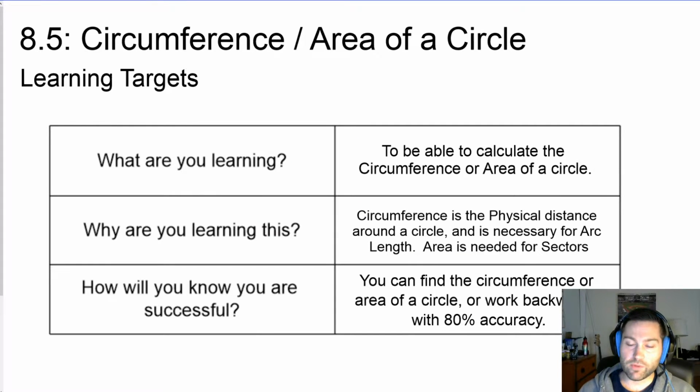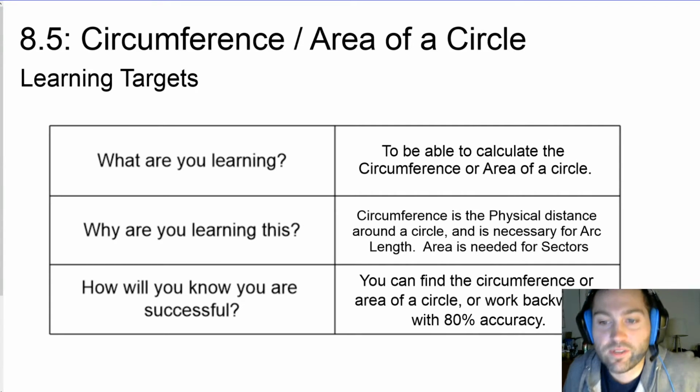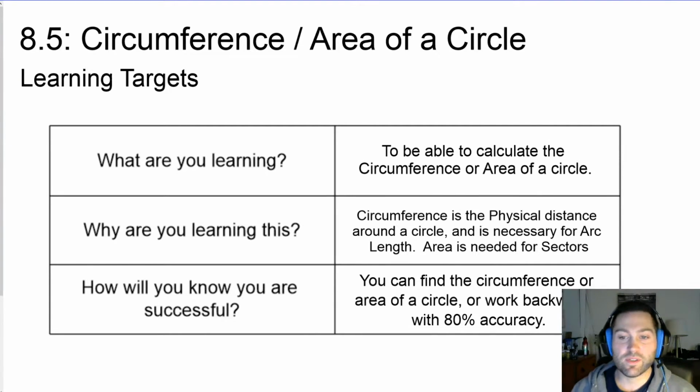As usual, we're doing the same thing as we did before. Be able to calculate the circumference or area of a circle. Circumference, remember, is the physical distance around a circle, and area is the distance that it covers. We're going to know we're successful when we can find the area and circumference, work backwards, and apply this to real life situations.